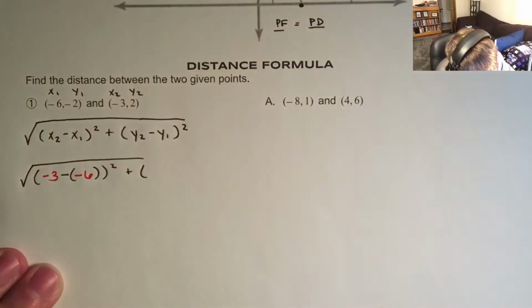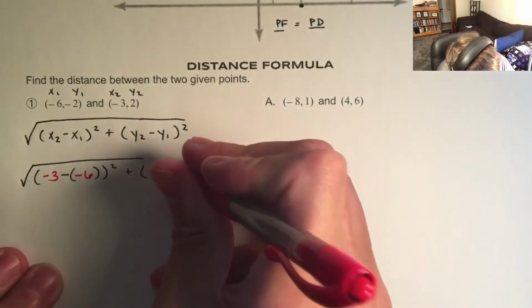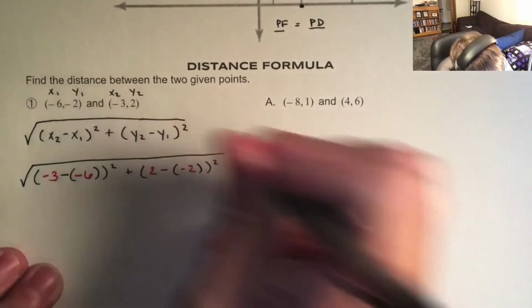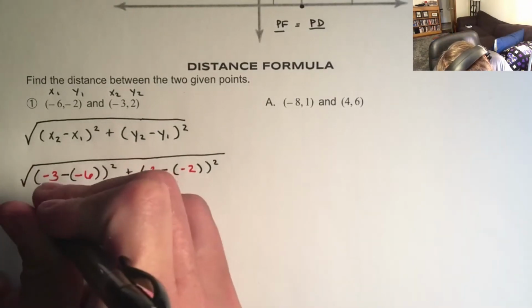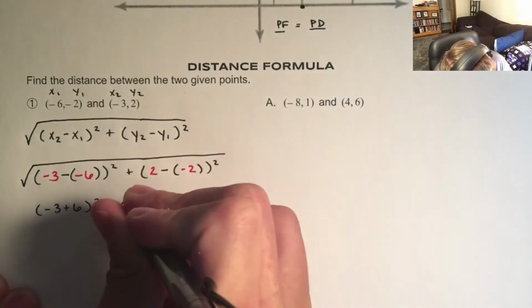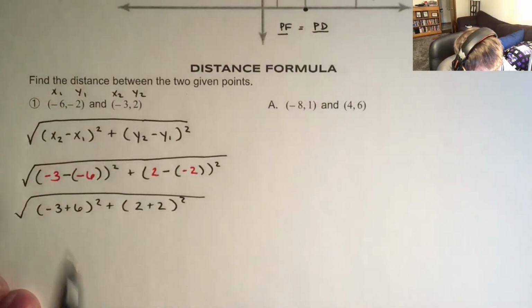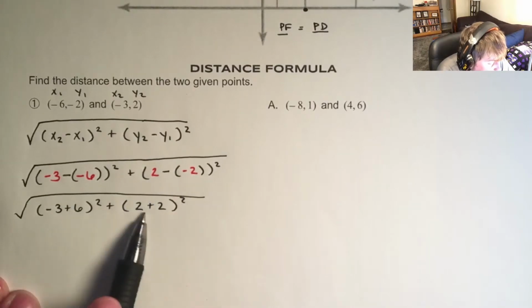Then we have y2, which is 2. And then we're going to subtract, again, -2, so I'm going to put a little extra parentheses there. It's good that we're subtracting negatives so often, because this is a common mistake. We need to remember that subtracting a negative is addition. So this is going to be -3 plus 6, and this is going to be 2 plus 2. So -3 minus -6 is -3 plus 6, and 2 minus -2 is 2 plus 2.